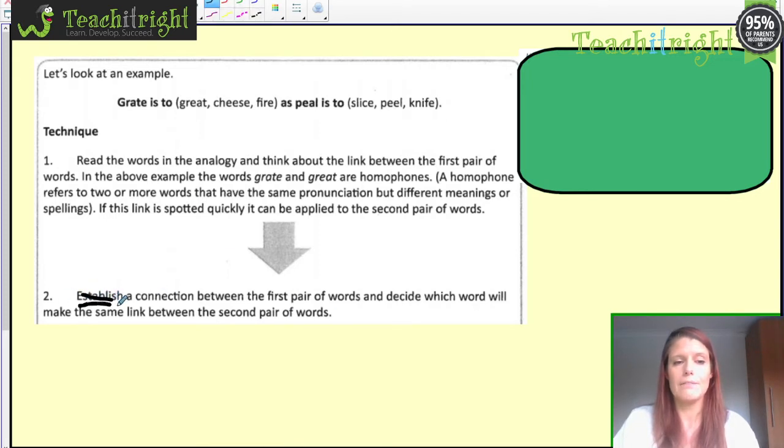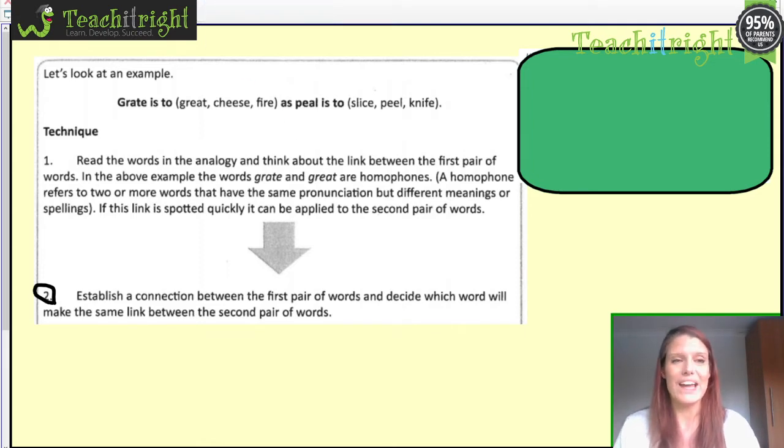Okay, so we are at point 2 now. You establish a connection between the first pair of words. If you thought it was great is to cheese, then you need to see if the same connection works for the second pair. As peel is to... well, there's nothing there that you can peel, but you could use a knife. So you might think it's peeling.